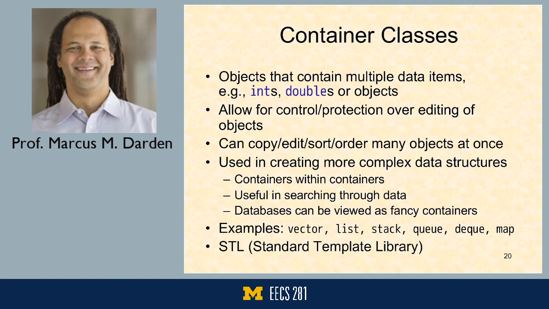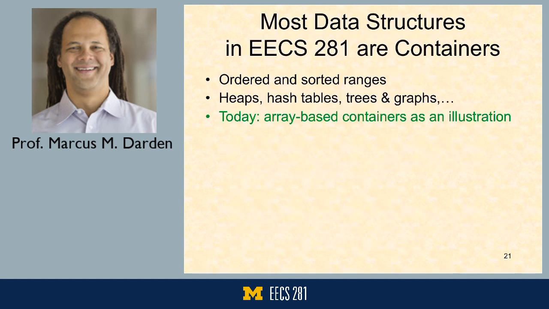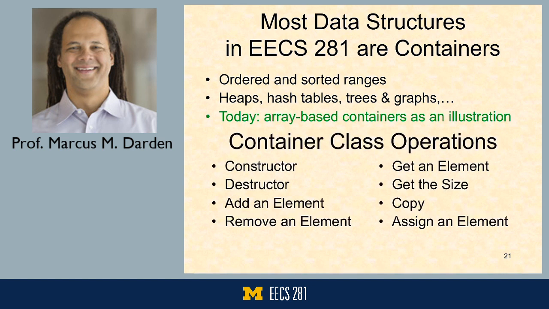All right, and then of course the STL is going to give us stuff. The standard template library. Most of the data structures in 281 are going to be containers. We look at them as ordered and sorted ranges. We'll talk about the distinction between ordered and sorted later. We'll be looking at heaps, hash tables, trees, and graphs. Today we're going to be looking at array-based containers as an illustration. How can we implement these containers with an array-based, contiguous memory implementation?